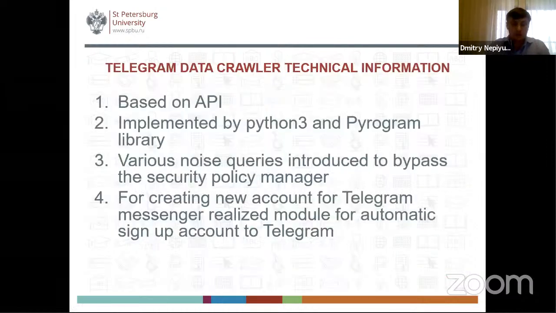Our own Telegram data crawler is based on the Telegram API, implemented in Python with the Pyrogram library. The additional module for generating noise requests is introduced because the data crawler must generate extra requests to bypass the security policy manager. As was said previously, it's necessary to observe query frequency and query uniqueness. Certainly, it's needed to monitor blocked accounts, and when they are blocked, we need to create a new account. For this, a module for checking accounts for blocking and a module for creating new accounts were implemented.